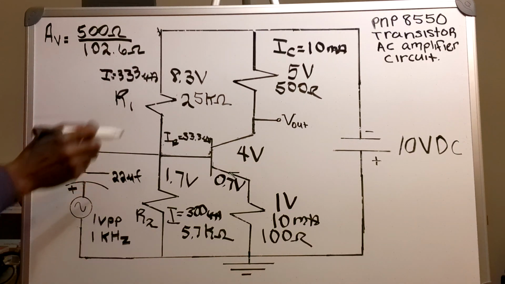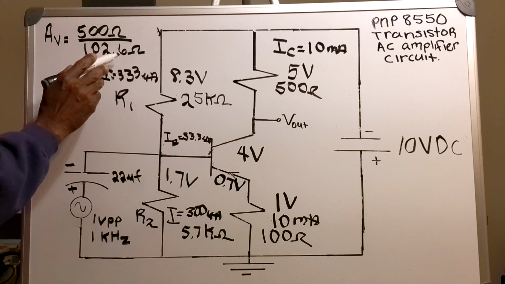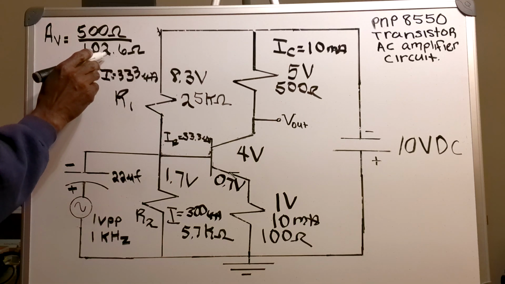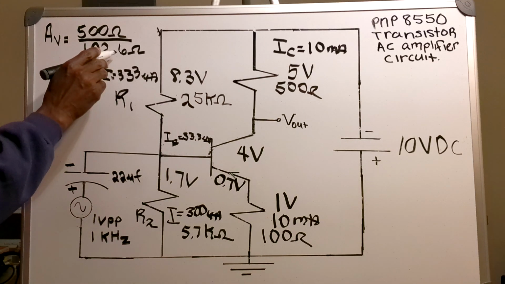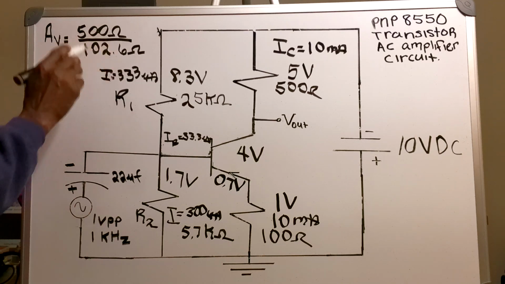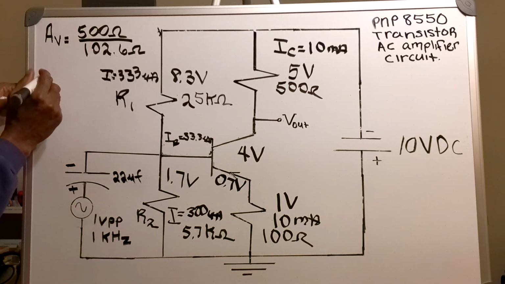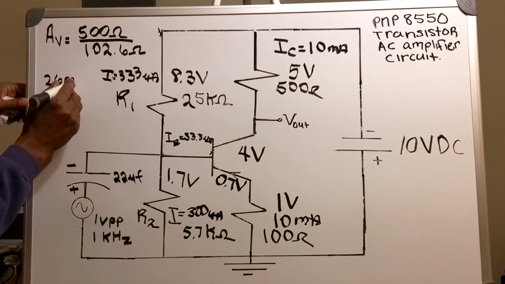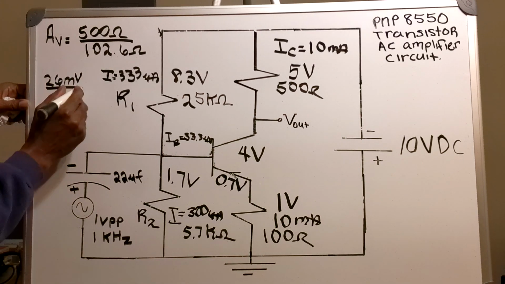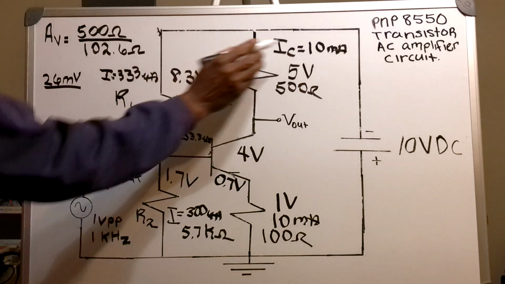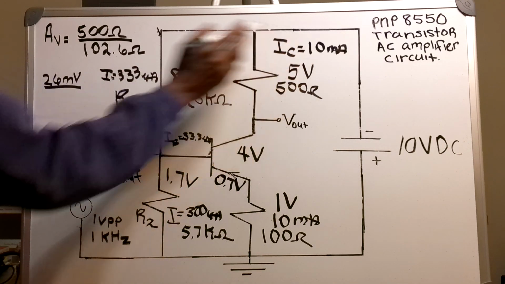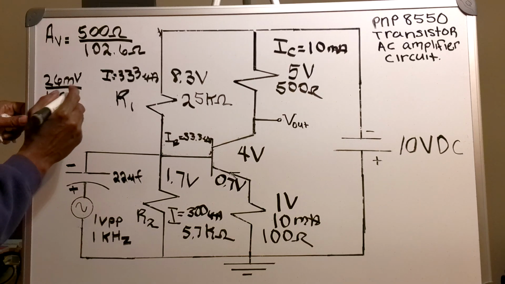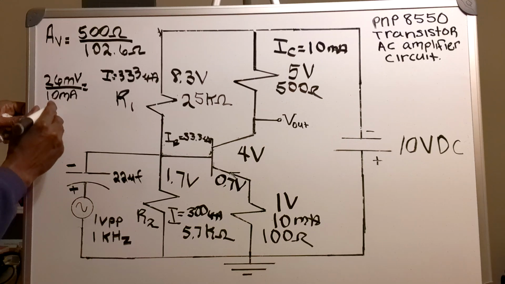Now, that 102.6 ohms is this resistance plus an extra resistance of 2.6 ohms. Now, where did I get 2.6 ohms from? I used my thermal voltage of 26 millivolts and divided that by my 10 milliamp current. And that gives me 2.6 ohms.